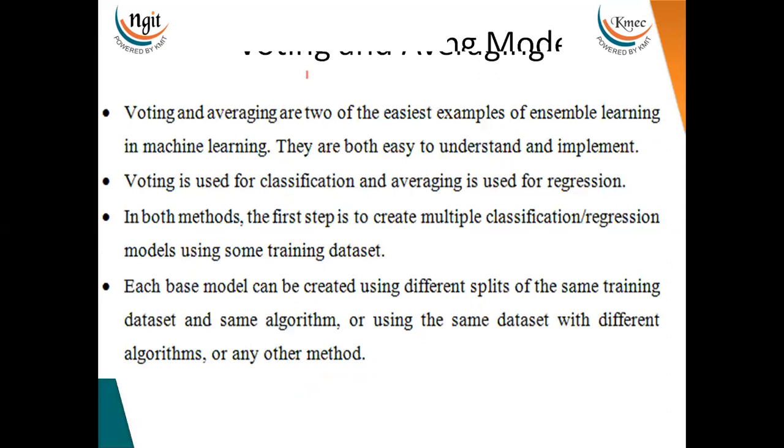Now, the next question that comes to our mind is how we are going to combine the predictions. For that purpose, we have two techniques. One is known as voting, and the other is known as averaging. In which case will you go for voting? Voting is used for supervised algorithms in which we are classifying the data. And averaging is used for supervised algorithms in which we are performing regression. Again, you will have types of voting and averaging.